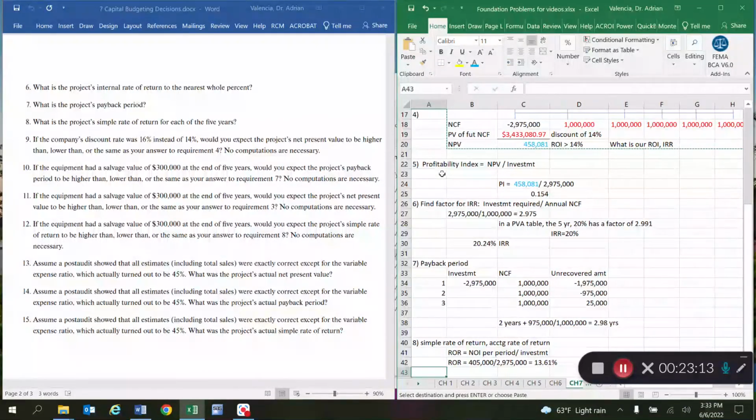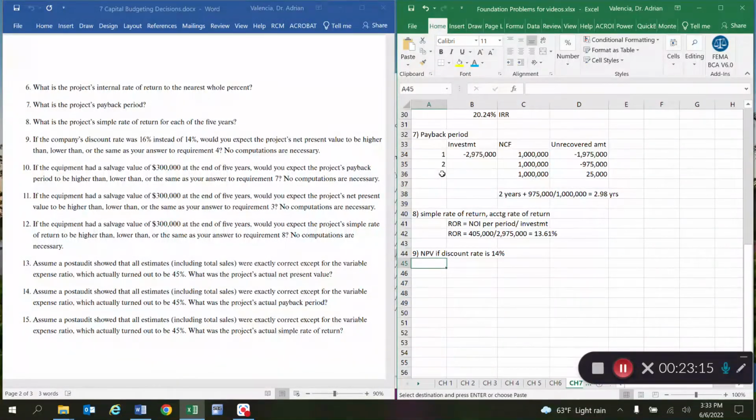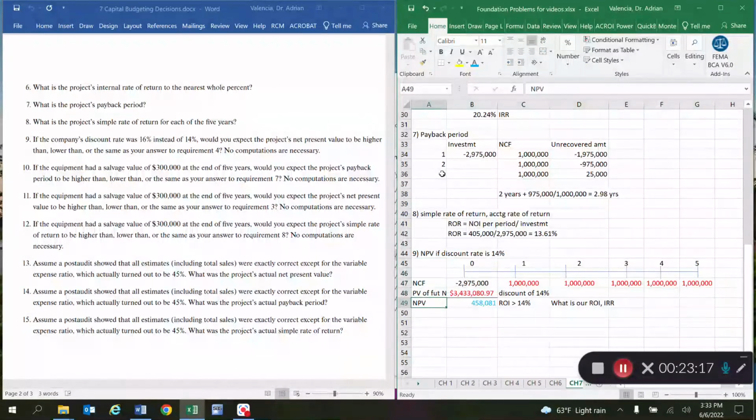So this is what we had for number 4. So I'm just going to put it down here. We had an NPV of $458,000 with a discount rate of 14%. We also learned from another problem that the internal rate of return was around 20%. So in other words, if we would have discounted these $1 million at 20%, the amount that we would have gotten here is roughly 2.975, which means NPV would have been 0.